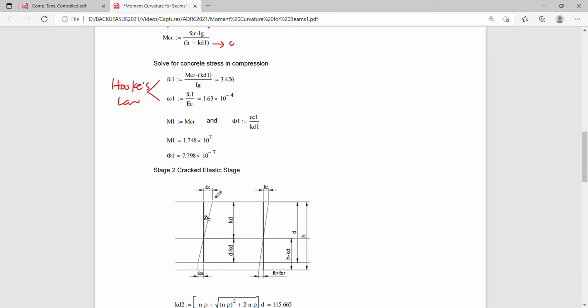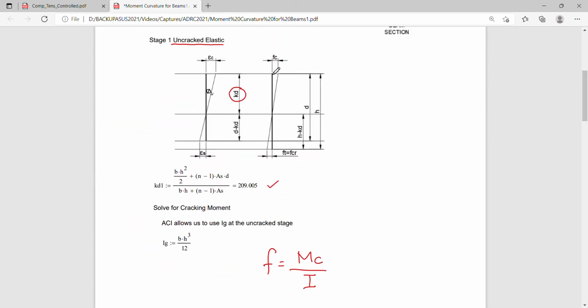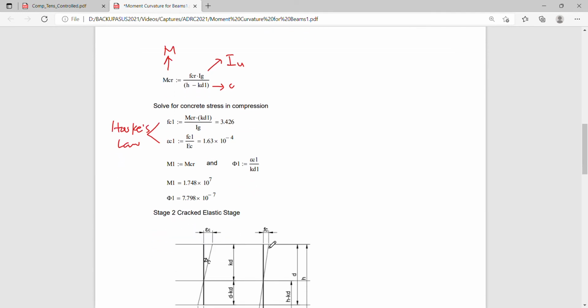Although this is the cracked elastic stage, this is the uncracked elastic stage. So let's use this. This is simply Ec over kd. And at point 1, it's the limit upon which the beam will crack. This will become Ec1 all over kd1, which gives us a value of phi 1.